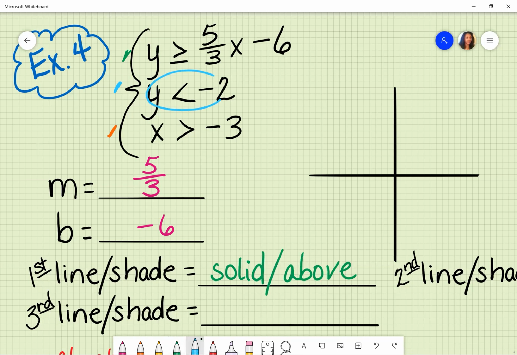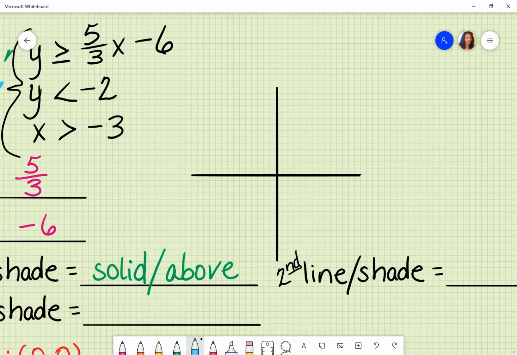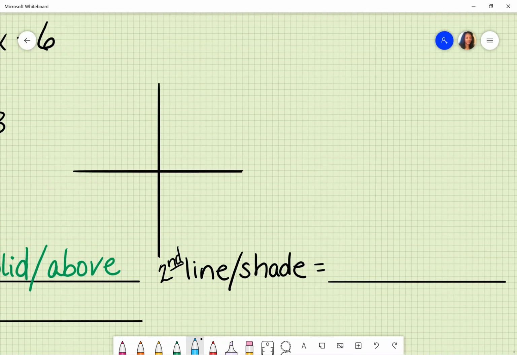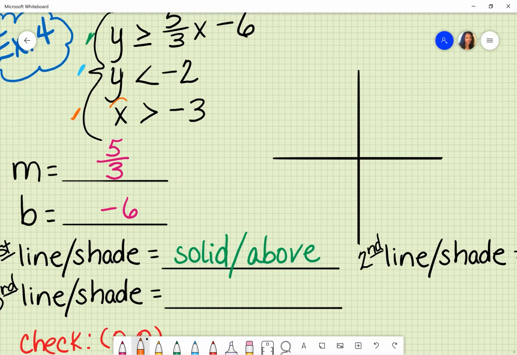My second one is showing me that it's less than. So if it's less than only, that means it's dashed and it's below. And then the third one, I have an X here. So that's either going to be left or right. And it's greater than. So therefore it's going to be dashed. And so X values are all bigger than. So that means it's going to the right.